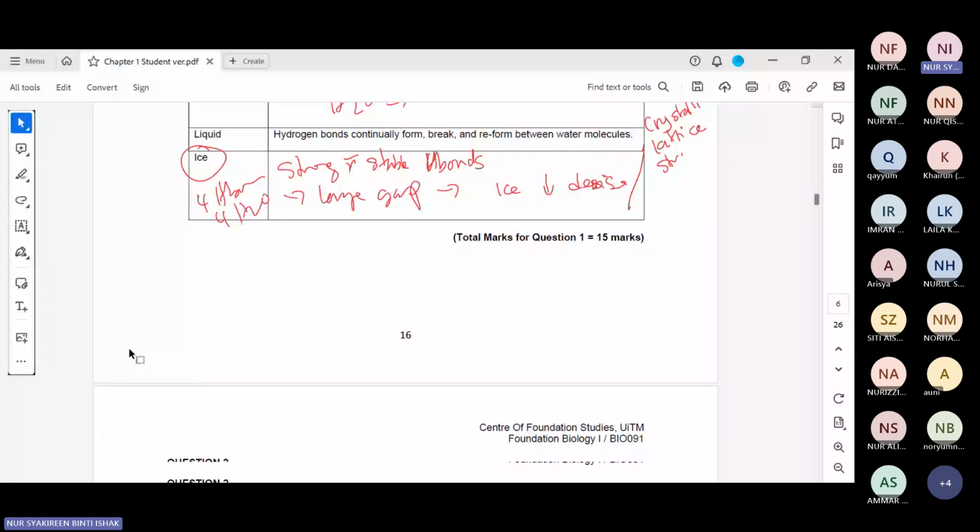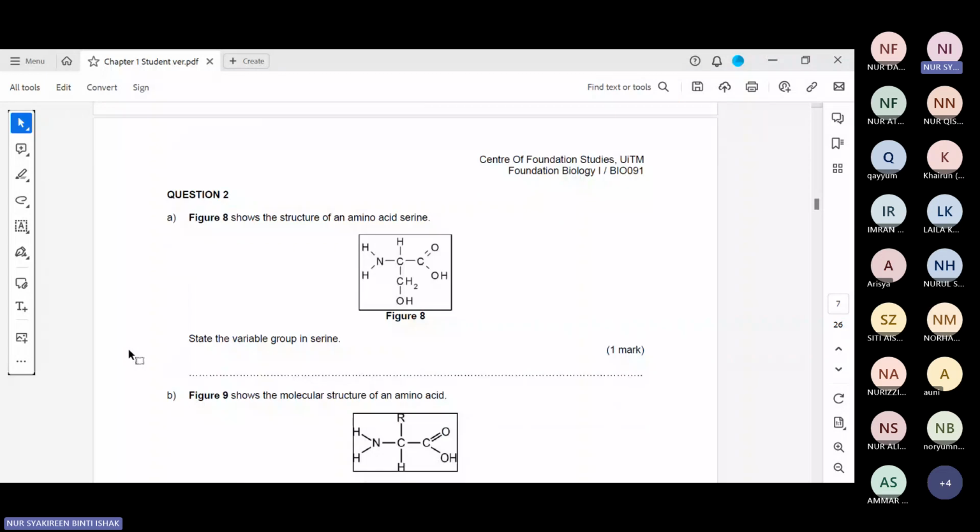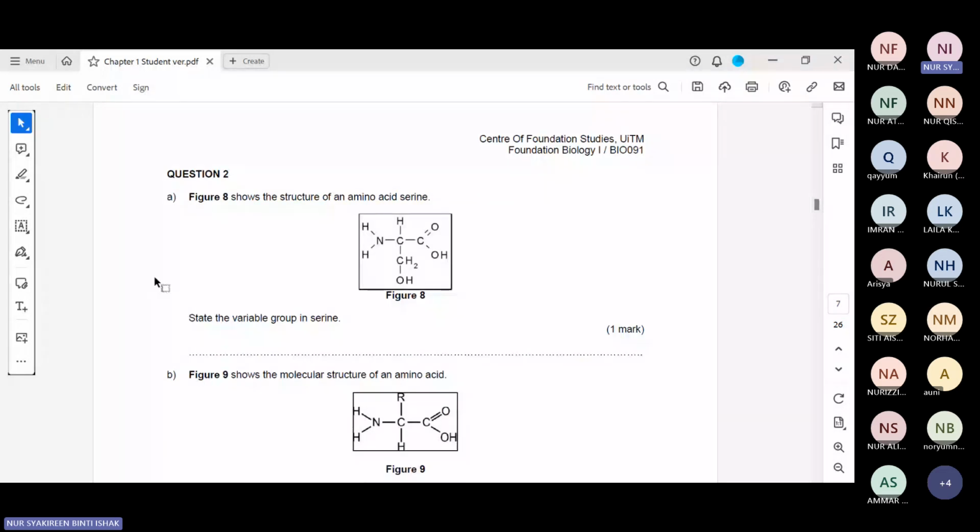Okay, so next question, figure 8. Kita akan cuba jawab soalan ni, habiskan exercise chapter 1 ni malam ni. Alright. So question 2, figure 8 shows the structure of an amino acid serine. Okay, so amino acid we have 20 different types. One of it is serine. So state the variable group. So the variable group is also the R group or the side chain lah, sama je. Okay, so variable group which is this one. Tulislah CH2OH.